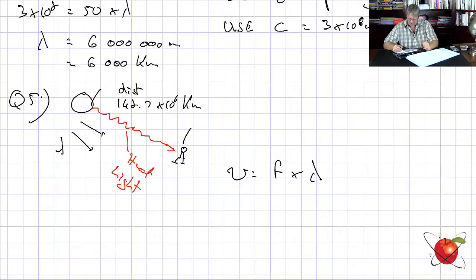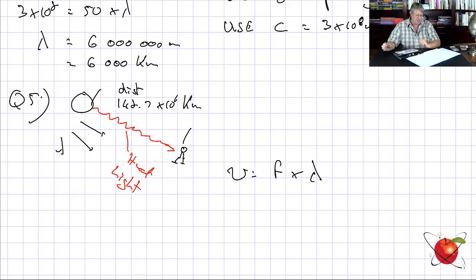Hold on, frequency, they've asked us time. So the only one that's connected is going to be frequency is 1 over time. But let's say we're unsure. Let's put down what we know. Well, first of all, we know the distance. So first of all, that distance there, we have to convert to meters, don't we?